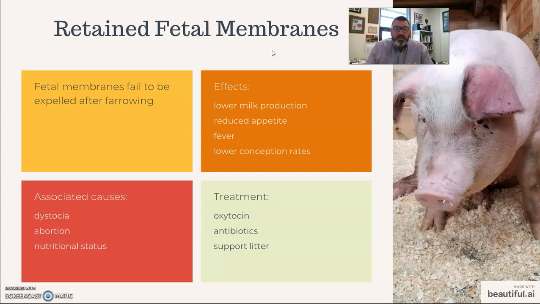So treat these things, of course, again with antibiotics. Support that litter of baby pigs. They may need cross-fostering or something of that nature, or some milk replacer in order to help get them through. Otherwise, you're going to put that litter of piglets at risk as well. And oxytocin therapy can also aid in getting you through this particular disease. That helps relax and provide a little contraction to the uterine body and helps expel those membranes, hopefully.